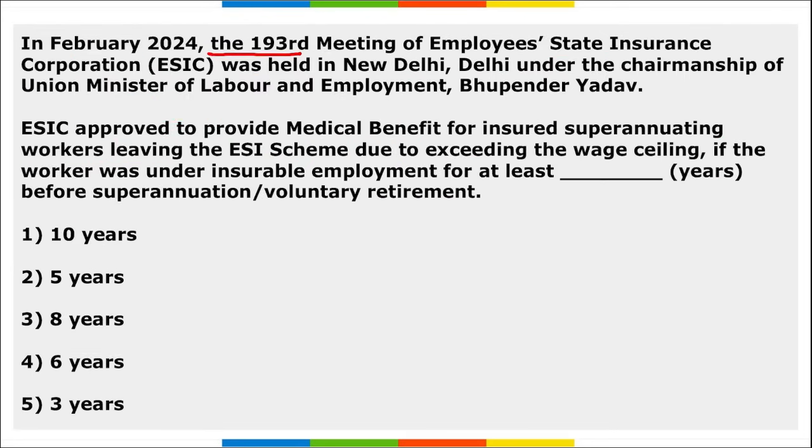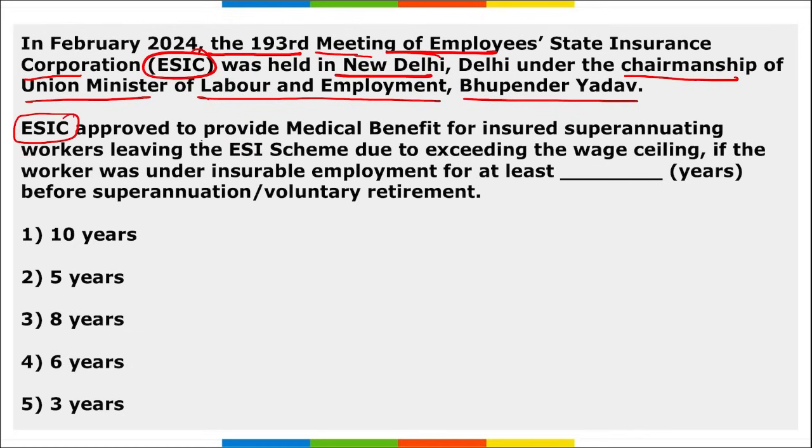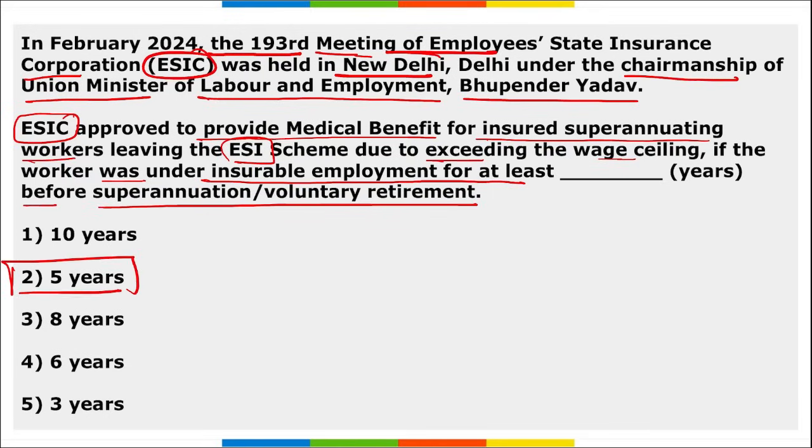Next, the 193rd meeting of the Employees State Insurance Corporation, ESIC, was held in New Delhi under the chairmanship of Union Minister of Labour and Employment Bhupendra Yadav. ESIC approved providing medical benefits for insured superannuating workers leaving the ESI scheme due to exceeding the wage ceiling, if the worker was under insurable employment for at least 5 years before superannuation or voluntary retirement. Then only will he get this medical benefit.